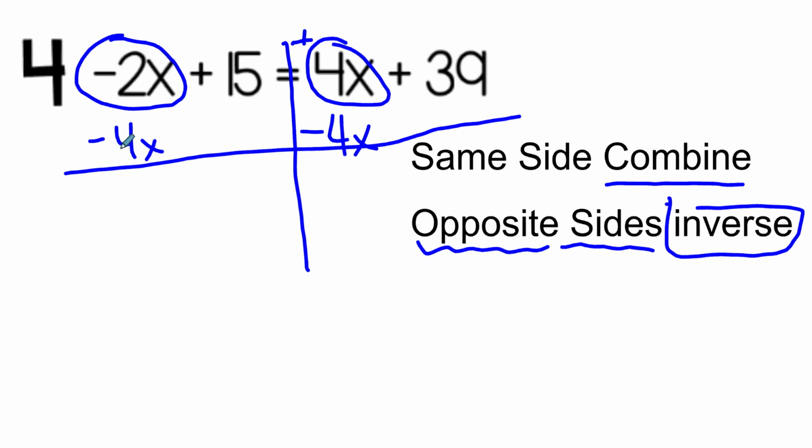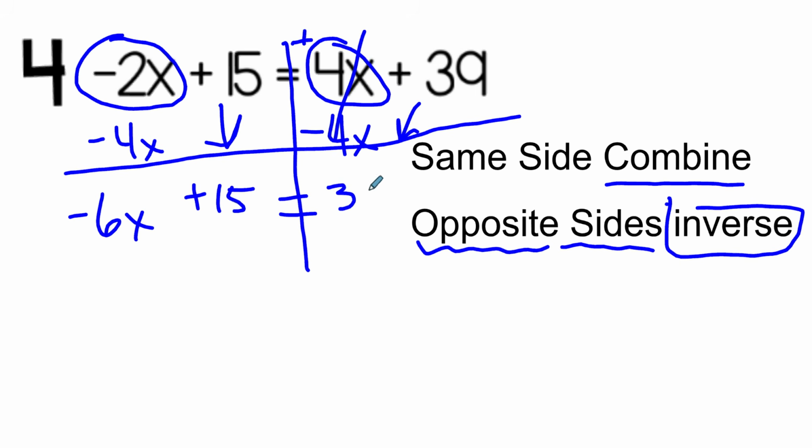Negative 2x minus 4x is negative 6x. Drop down my positive 15 equals, well, this term is now canceled because we applied the inverse. And we drop down our 39.